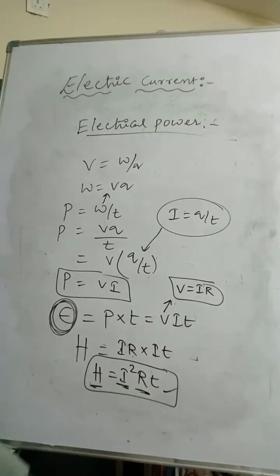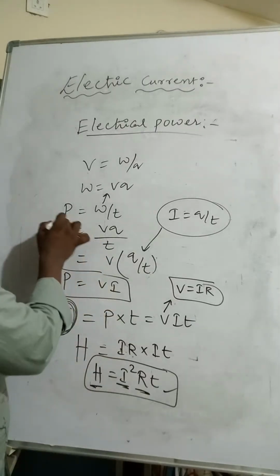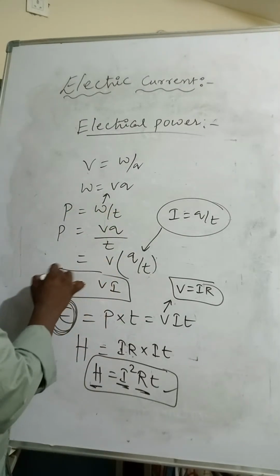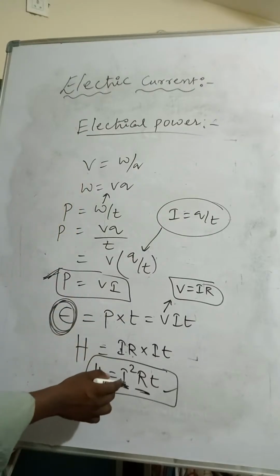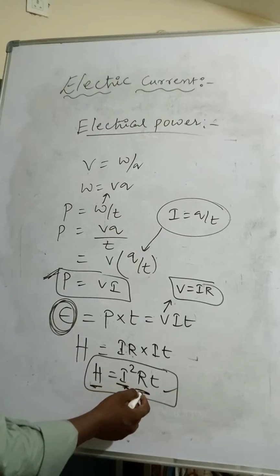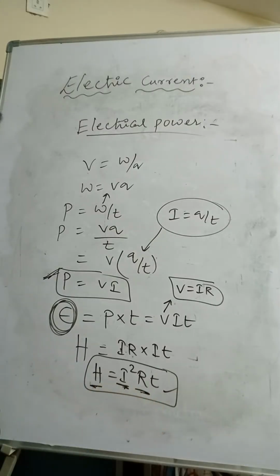Best example, actually, it is the part of heating effect of electric current. So this is electrical power. From here itself we get electrical power. So heat produced in the conductor is directly proportional to square of current, directly proportional to resistance, and directly proportional to time. So this is about heating effect of electric current.